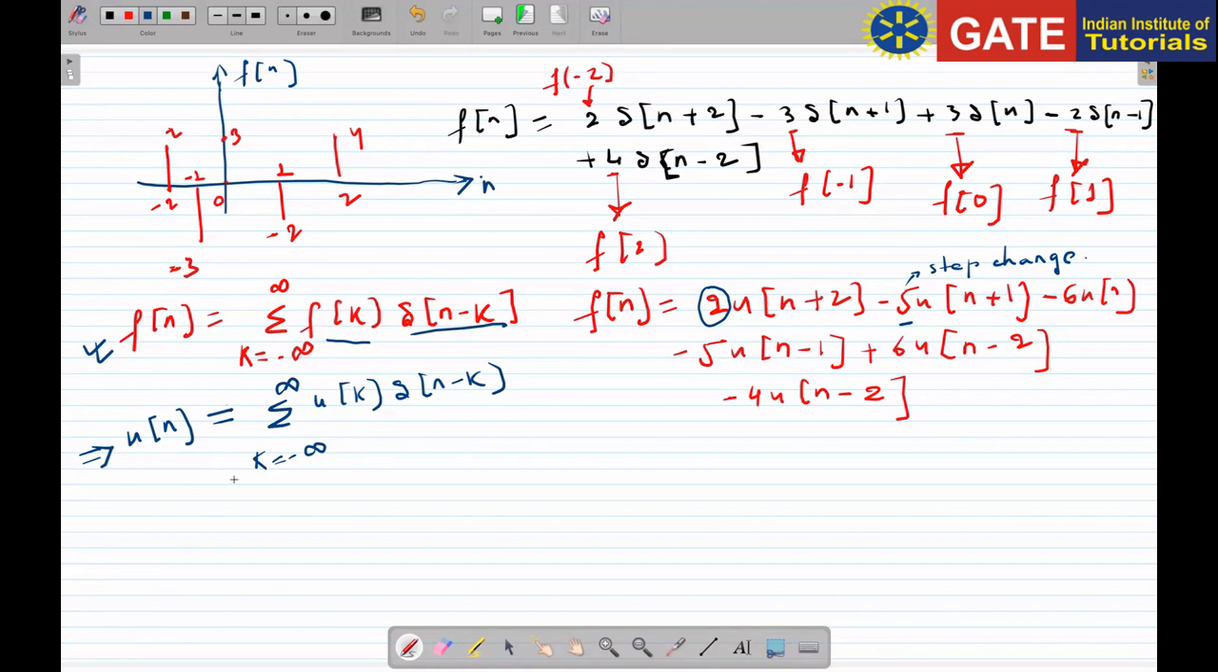I only replace the f of n as u of n. So f of k will be u of k del of n minus k. Up to here, is this clear?